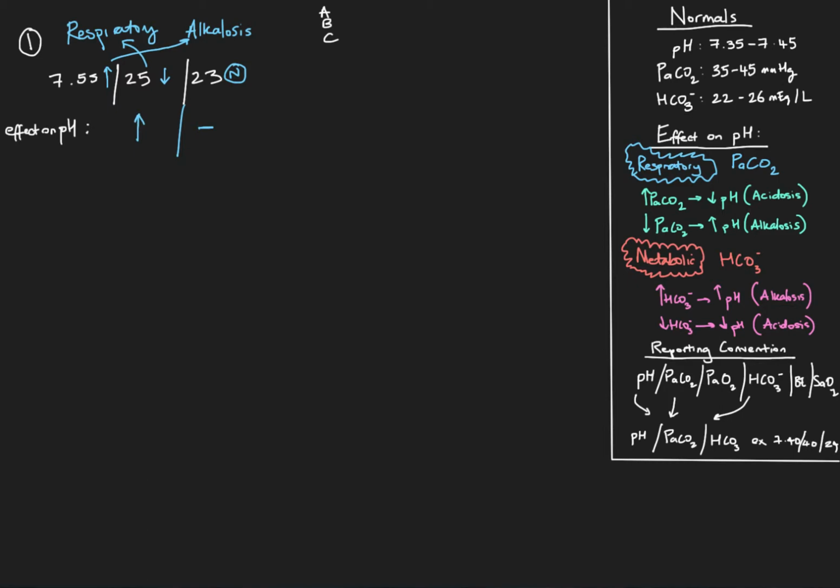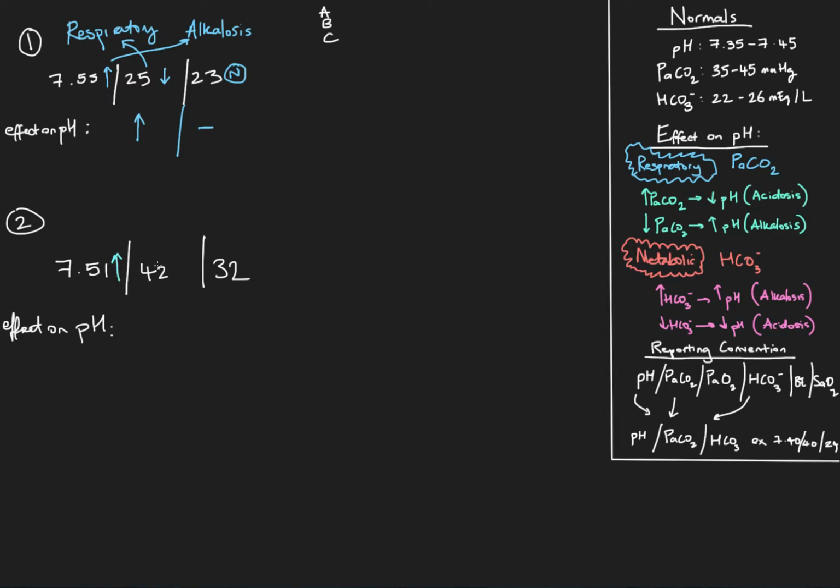Okay, let's do another one. So number two, we're going to have 7.51, 42 and 32. Okay, now effect on pH down here. Now let's have a look at this one. So we start with our pH. We find that that's 7.51. That's outside our normal range, and it's elevated, right? The pH is high. So pH is increased.